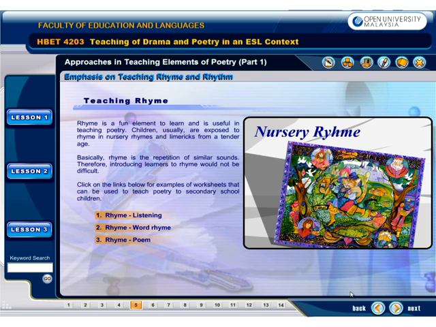Rhyme is a fun element to learn and is useful in teaching poetry. Children usually are exposed to rhyme in nursery rhymes and limericks from a tender age. Basically, rhyme is the repetition of similar sounds. Therefore, introducing learners to rhyme would not be difficult. Click on the links below for examples of worksheets that can be used to teach poetry to secondary school children.